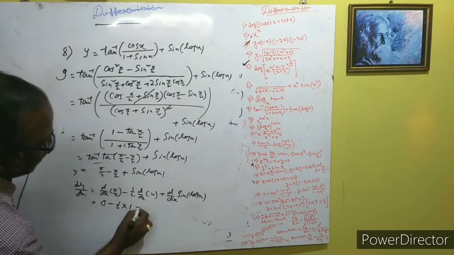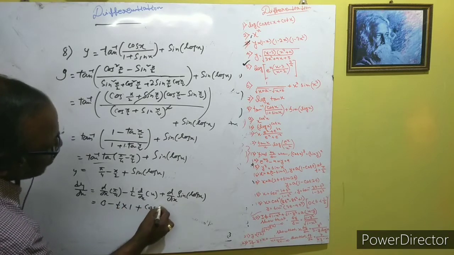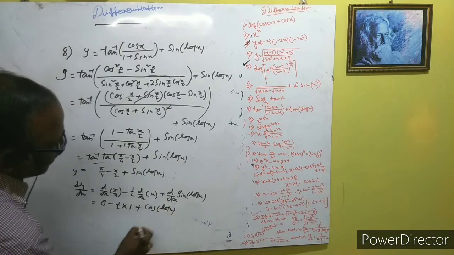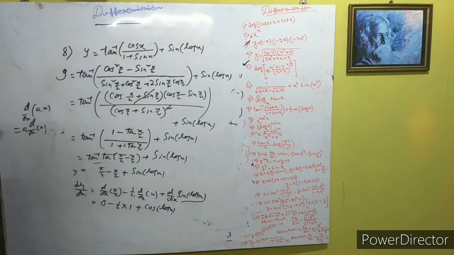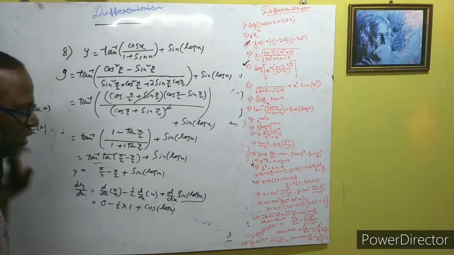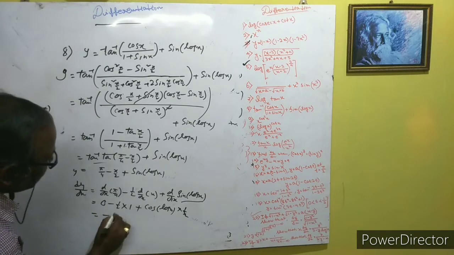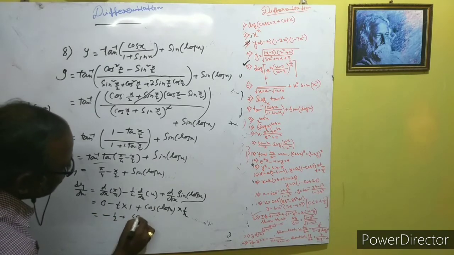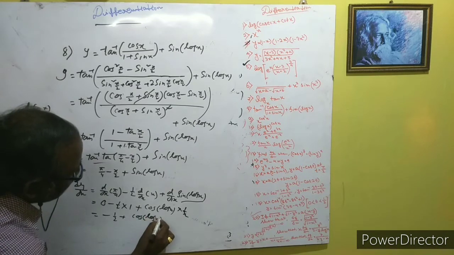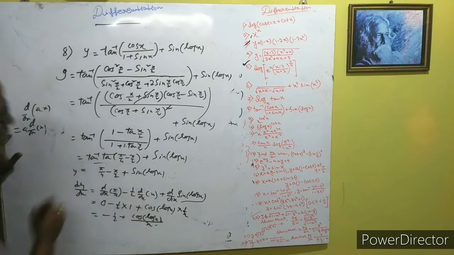And this is 1, and the derivative of sin log x: d/dx of sin x gives cos x, again the derivative of x is 1. But here, for sin log x, the derivative is cos log x, again d/dx of log x, which will be 1 by x. So therefore that is half plus cos of log x by x. This is the simplification of that.